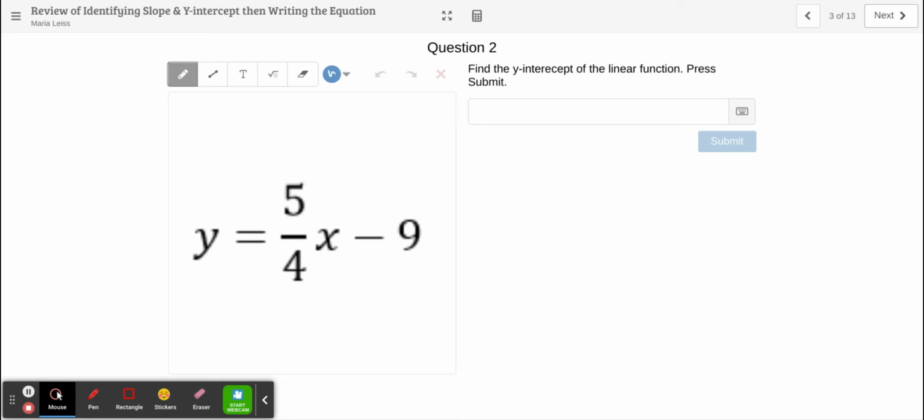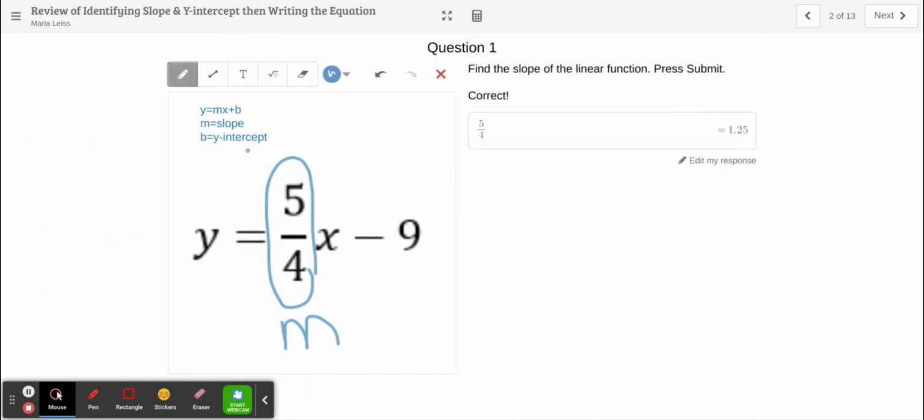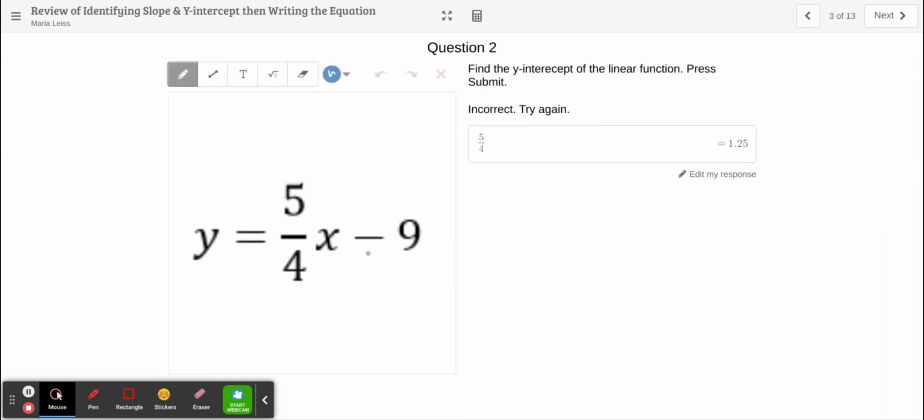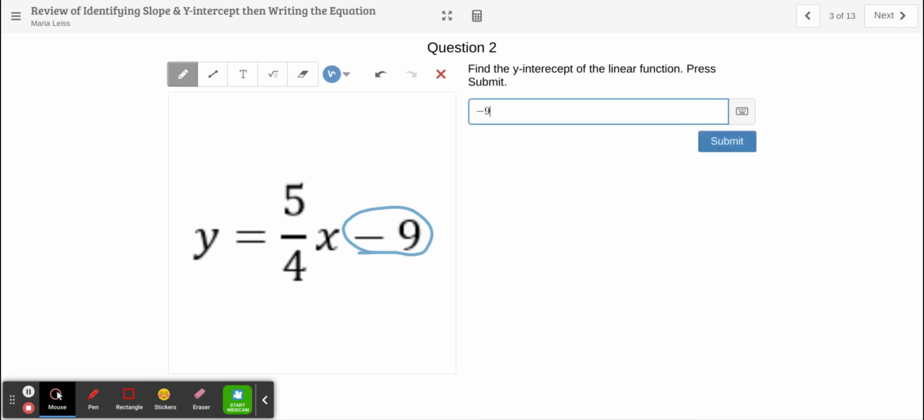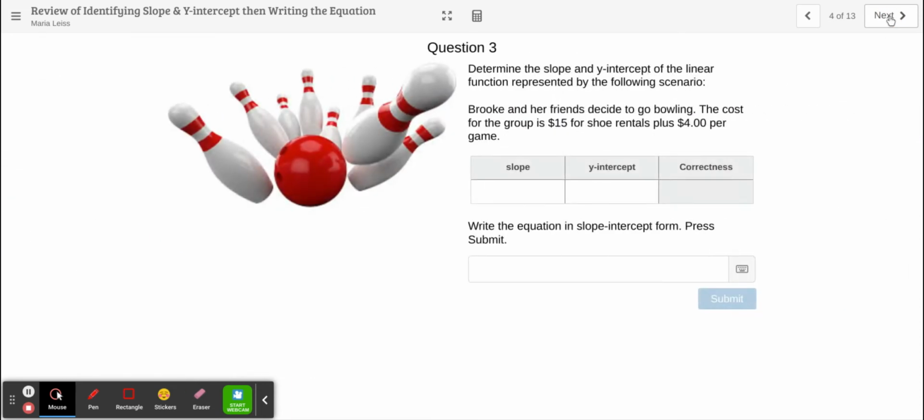Same equation. So what am I doing? Is it 5/4 again? Let's check. 5/4. Oh my goodness. Nope, because this doesn't want the slope. This one wants the y-intercept. So if I look back here, the y-intercept is the number after the plus. Well, there's no plus here. What does that mean? It means my y-intercept is not going to be a positive. It means my y-intercept is going to be a negative. Good job. Pat yourself on the back. Let's head to slide 4.